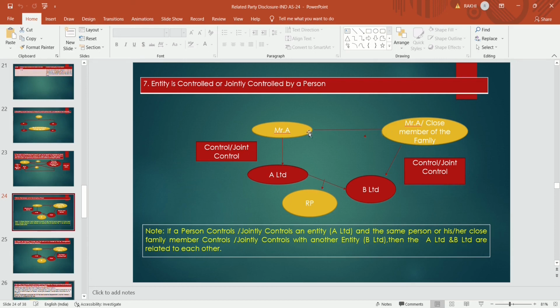They have a common director, but they have a controlling power. The directors must have a controlling power. If the director has a controlling power, then if the close family member of that director controls B Limited, then in that case also A and B are related.